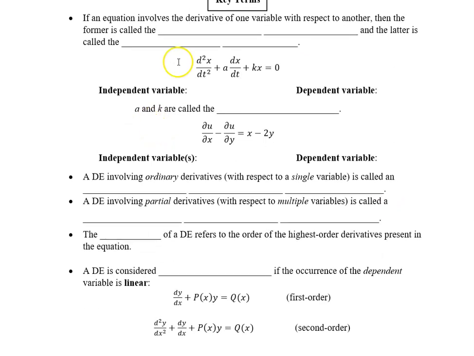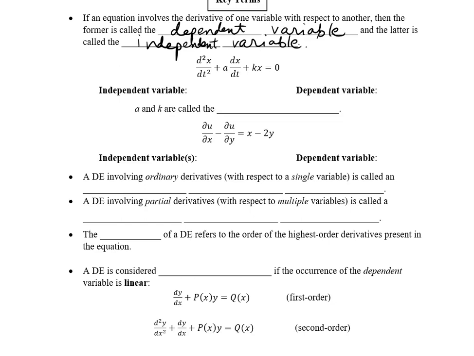So if an equation involves the derivative of one variable with respect to another, then the former, the first variable there, would be called the dependent variable, and the latter is called the independent variable. Same as what you've always used. You just need to be able to identify which is which when you look at the differential equation. A lot of times it's x and y, but it could be anything. It depends on how they write the equation.